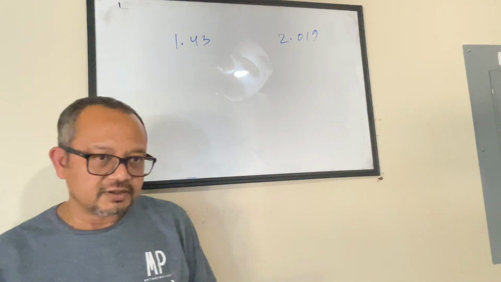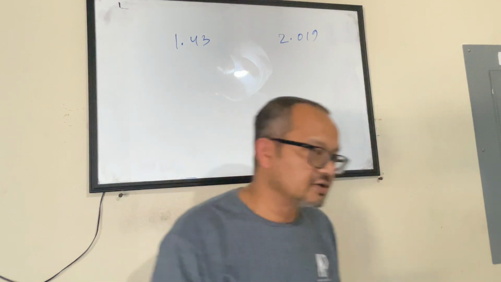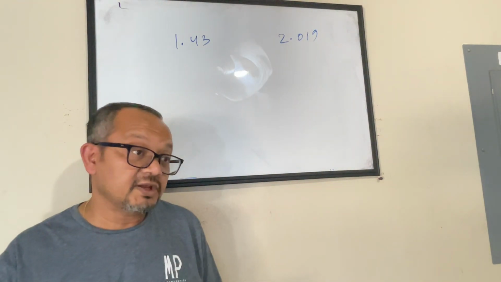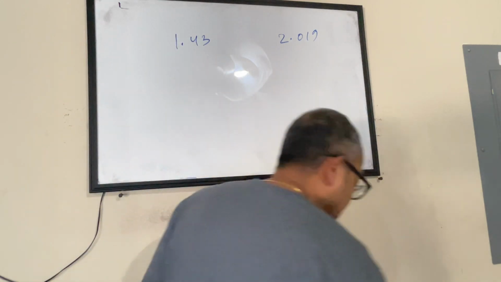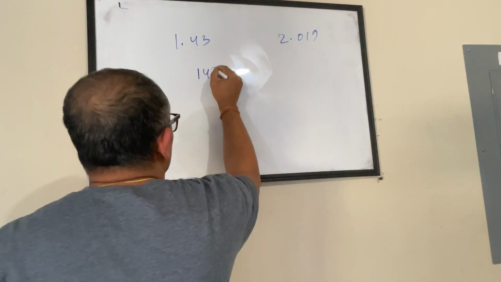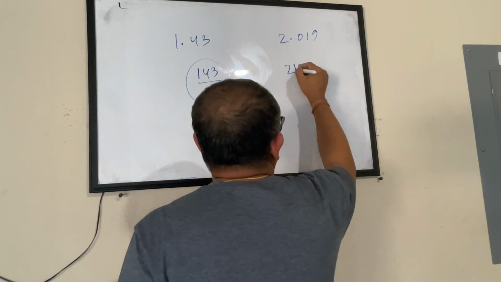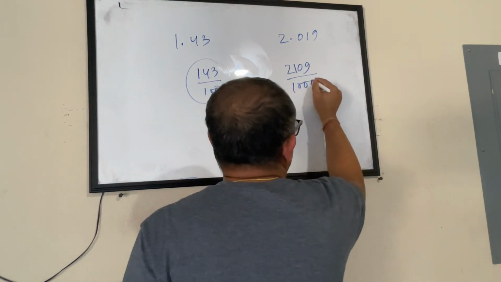Sir, I got it. Okay. I got it. You got it? What did you get? 1.43. 1.43, what happened? Listen to the question carefully, because if you don't listen to the question, your answer will never be right. Sir, I got mine. What is that answer? 143 divided by 100. Okay. for the first one. Okay. The second one is going to be 2,109 divided by 1,000.